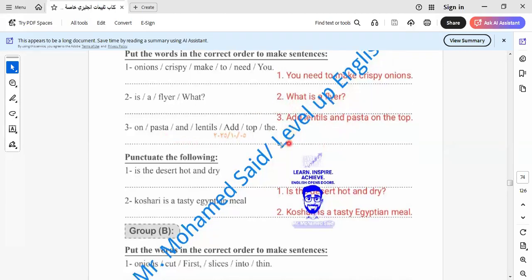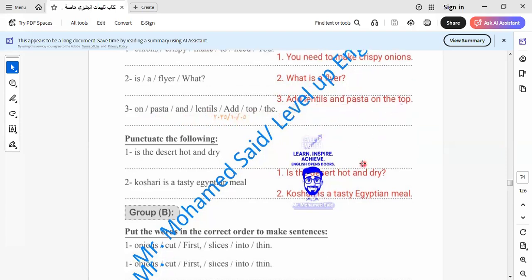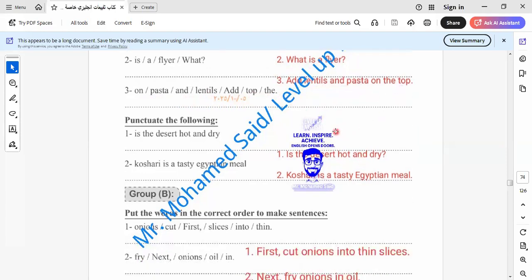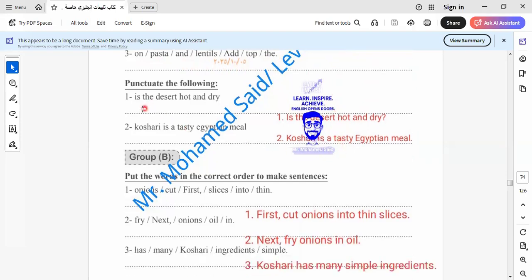Here we say, on pasta and lentils, add top there. So add lentils and pasta on the top. I think we know here in this unit we took how to make koshary. Here is, is the desert hot and dry. So here I make a question. So I say, is the desert. Here is the punctuation. So I replace the small letter by a capital letter like this, and I put a question mark at the end of the sentence.